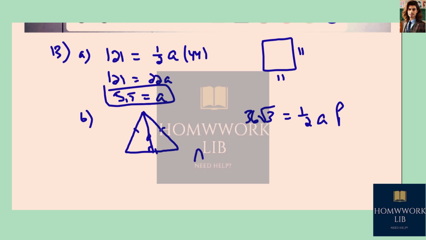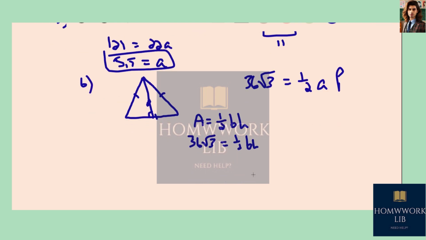There could be other ways to do this, but use 1/2 base times height to find the length. And if the area is 36 square root 3, then this would be 72 square root 3 would equal the base times the height, which would also be the apothem times the perimeter.